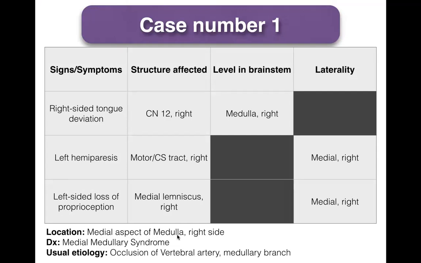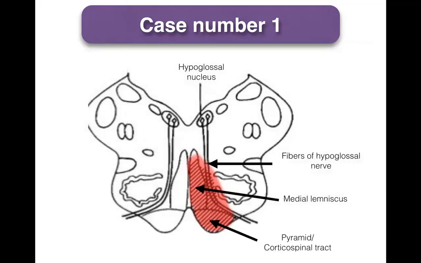Well, there's a special name for this type of syndrome. We call it the medial medullary syndrome. And usually this is attributed to occlusion of the vertebral artery. Let's just have a brief visualization of the location of this lesion.